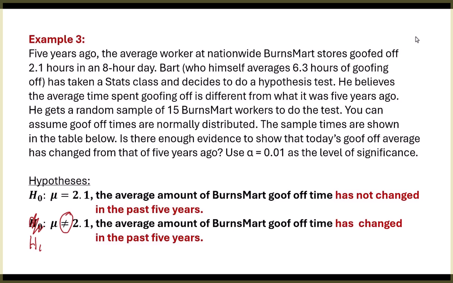All right. The null is, no, it hadn't changed at all. It's still 2.1. Now, what's 2.1? That mu represents what population? 5 years ago people or today's people? Today's people. We know what it was 5 years ago. We don't have to estimate that. These things are today's people. What's today's average?